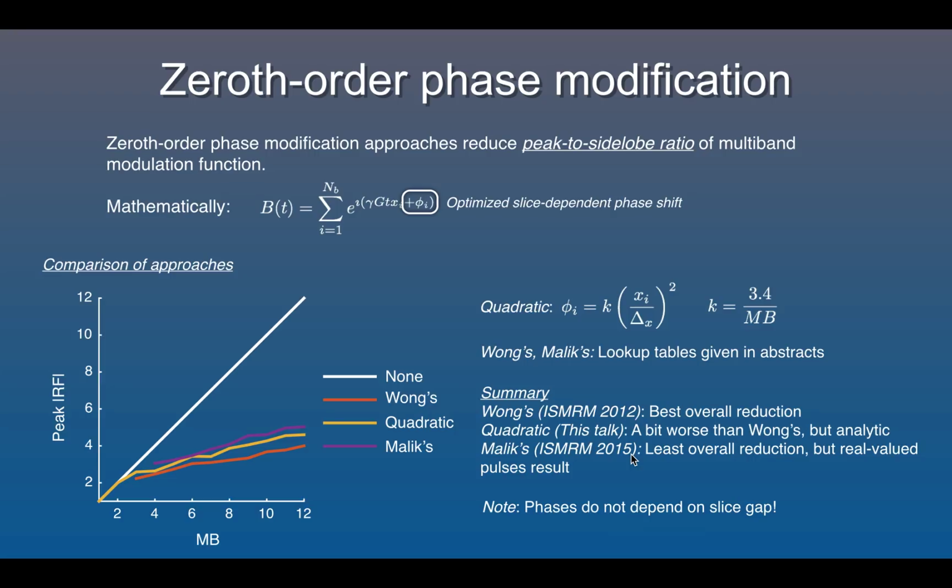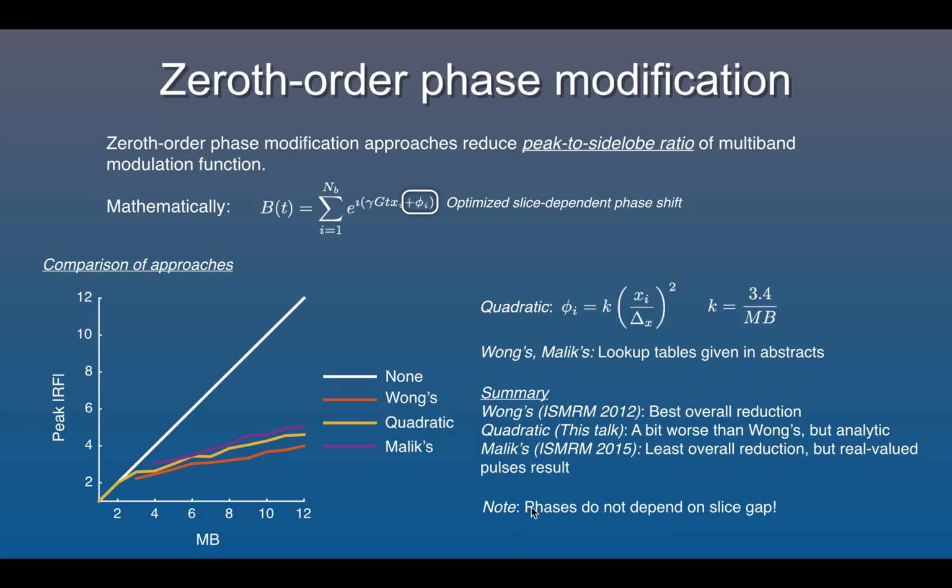and then constrained them to be Hermitian symmetric so that you get real valued pulses, which is nice for certain systems. If we plot the peak RF amplitude that we get with each type of phase modification as a function of the multiband factor, you can see that Wong, which has the fewest restrictions, gives the lowest peak RF amplitude at every multiband factor. The quadratic phase pulses are a little bit higher than that. And then Malak's sit on top of that, although I would say overall that you don't have to pay all that much with Malak's to get the real valued pulses.